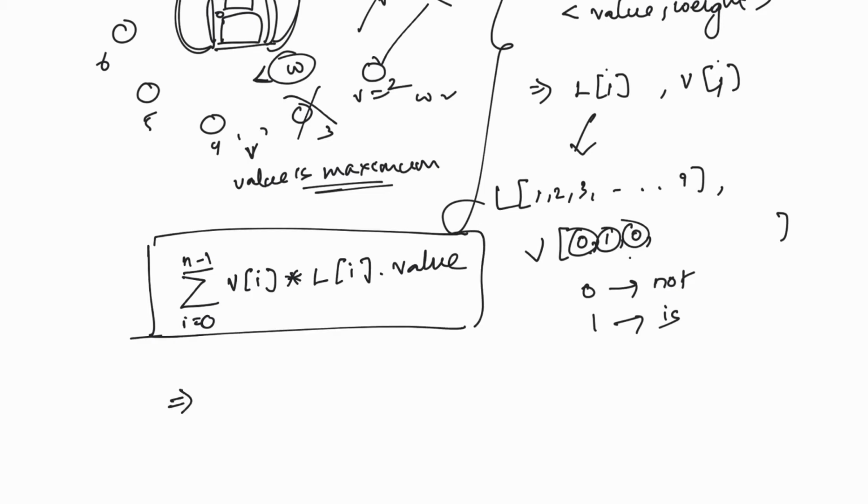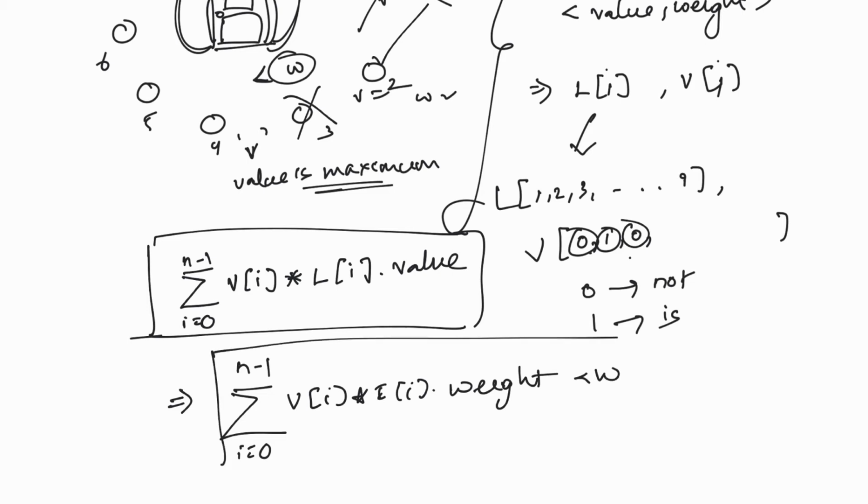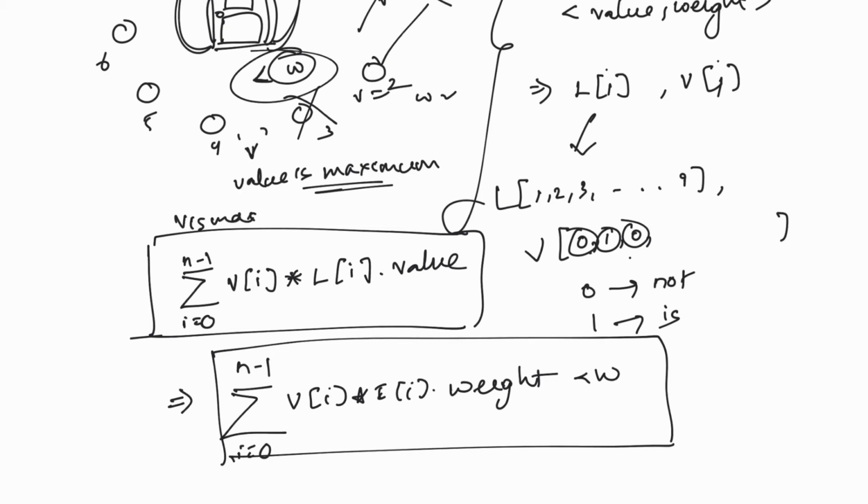Well, what we can do is we can say sigma n minus 1, I is equal to 0, V of I times I dot weight less than W. This is another case in which we have to satisfy. It should not be more than W. It should have the maximum weight. V max weight is less than that.